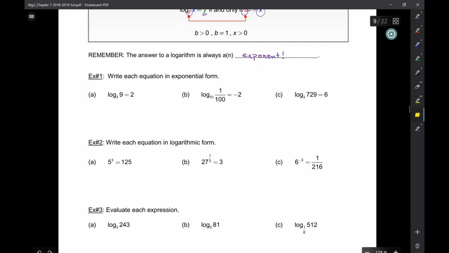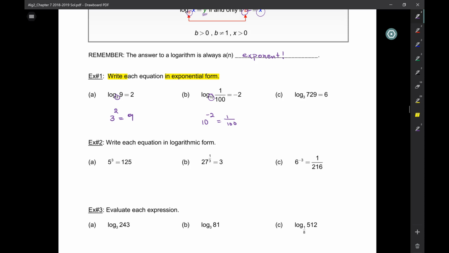So here, we're not solving anything. We're just writing in exponential form. What's the base here? 3. Every base needs an exponent. What's the exponent? 2 equals 9. People will tell you about a snail method. This is what we're going to do, because to solve equations later, I want you to look for the base and I want you to look for the exponent. What's the base here? 10. Every base needs an exponent. What's the exponent? -2 equals 1 over 100.